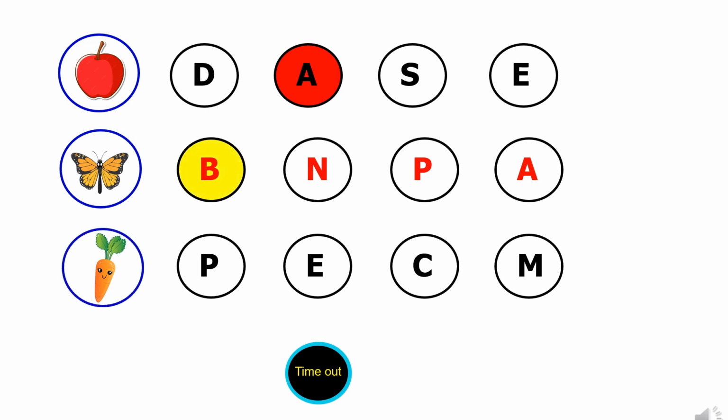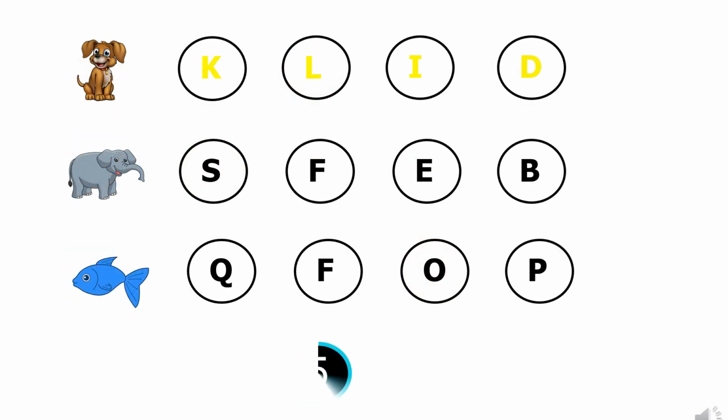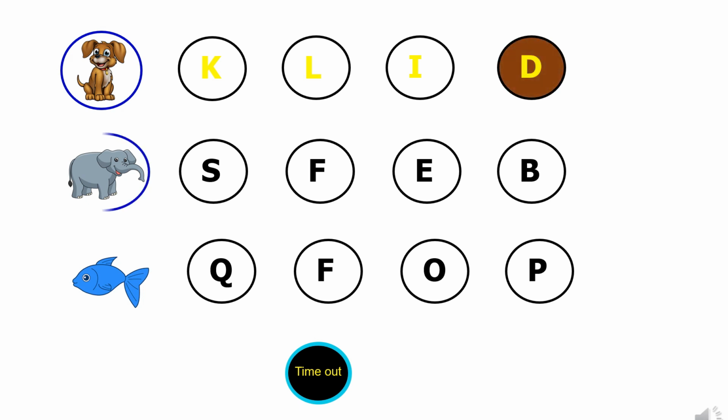This is a carrot, and the beginning sound of a carrot is C. This is a dog, and the beginning sound of dog is D. This is an elephant, and the beginning sound of an elephant is E.